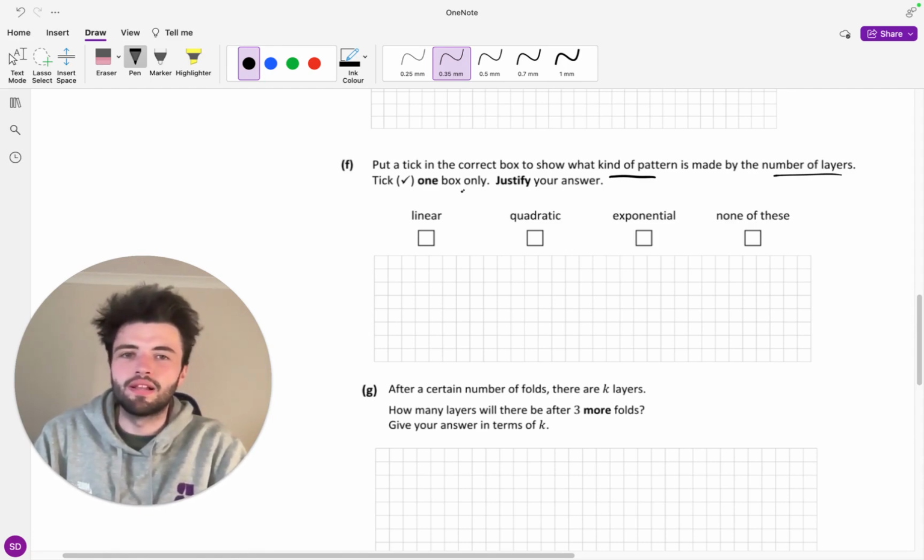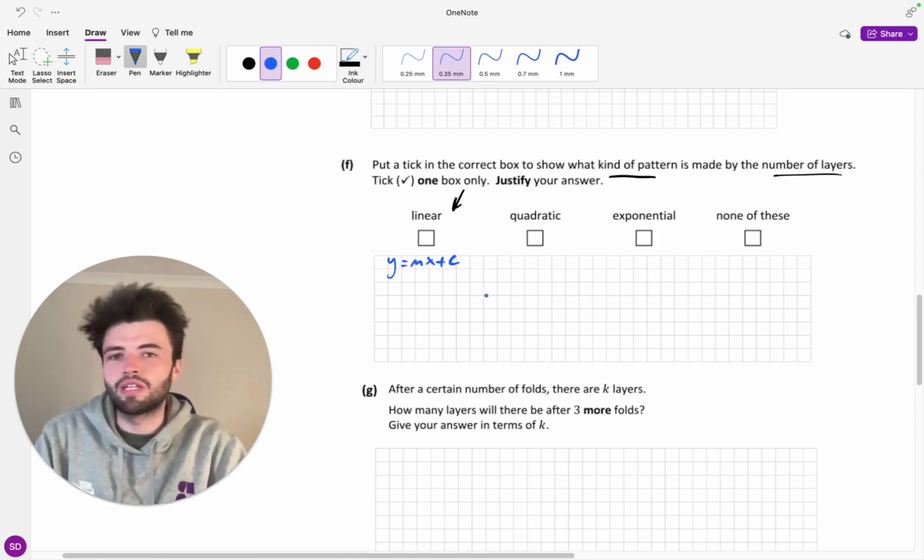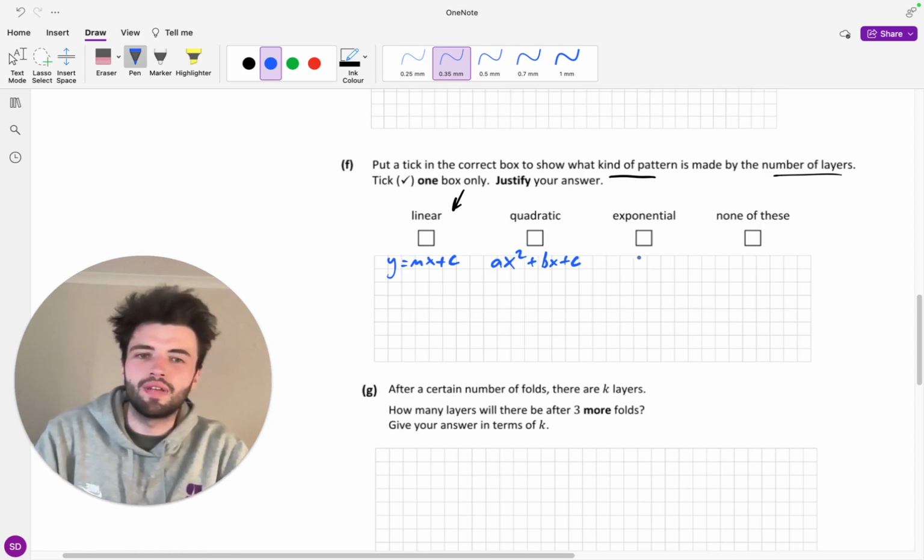And so we know it's not going to be linear because we know the form of a line is always going to be y is equal to mx plus c. And so we definitely don't have that here. A quadratic is always going to be x squared, or x squared plus bx plus c.